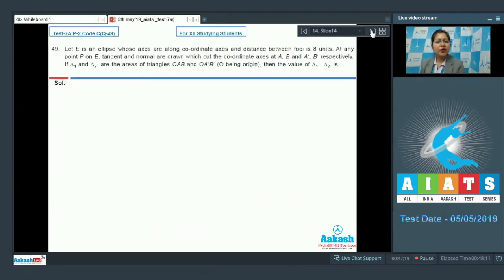Next is question number 49, which says that let E be an ellipse whose axes are along the coordinate axes and distance between foci is 8 units. At any point P on E, tangent and normal are drawn which cut the coordinate axes at A, B and A dash, B dash respectively. If delta 1 and delta 2 are the areas of triangles OAB and OA dash B dash, then we have to find the value of delta 1 into delta 2.